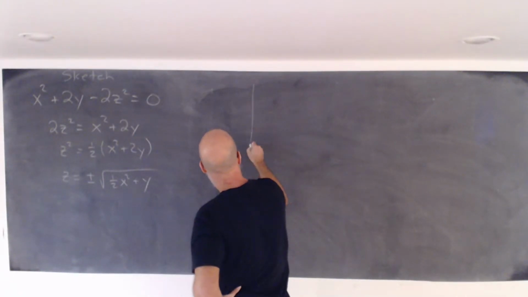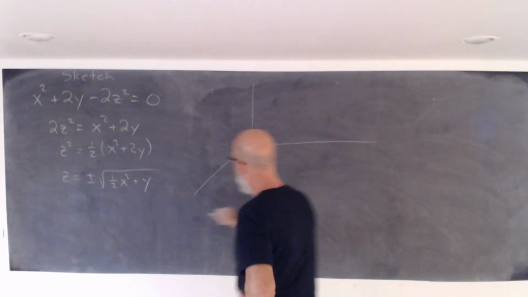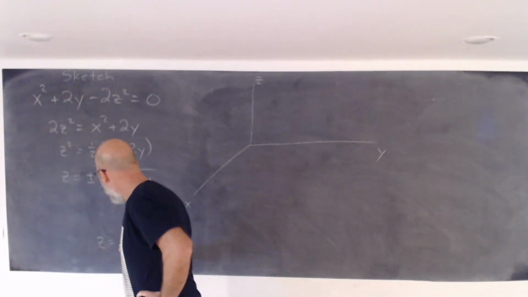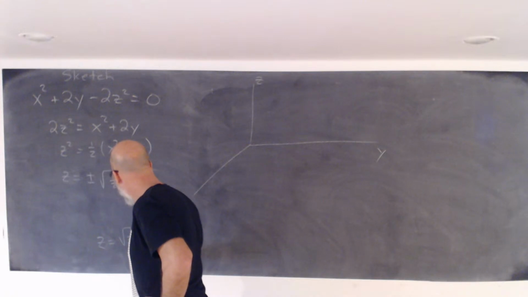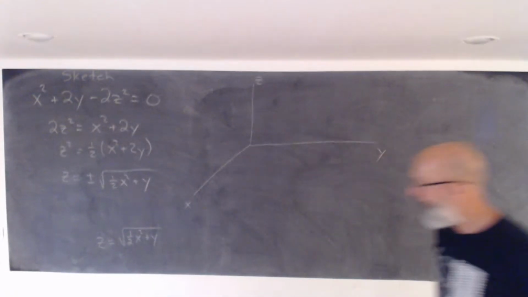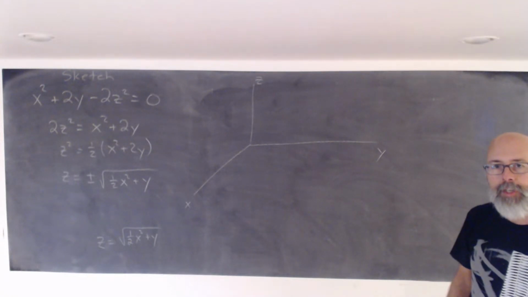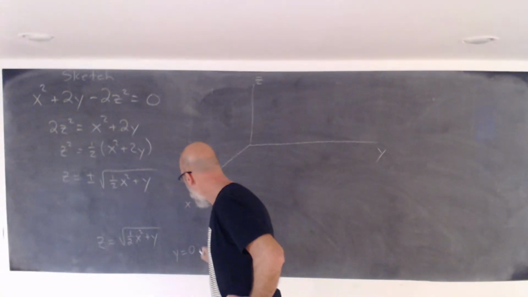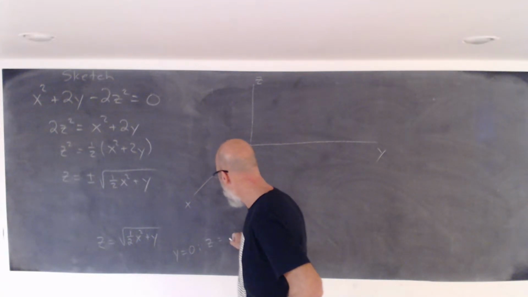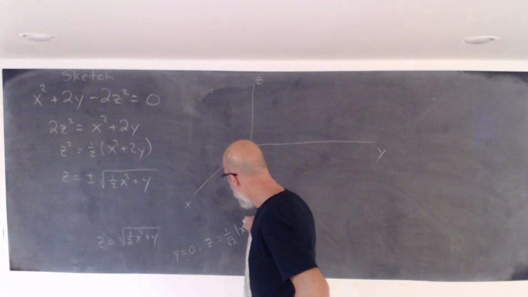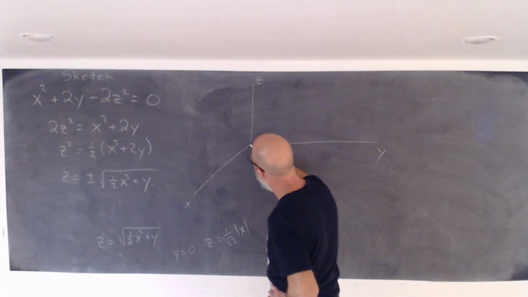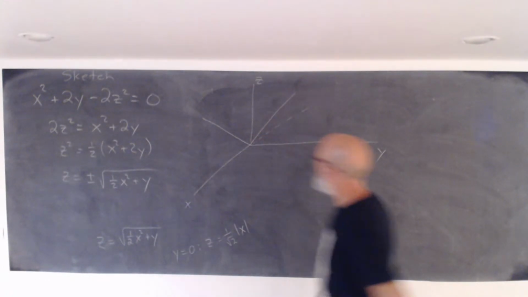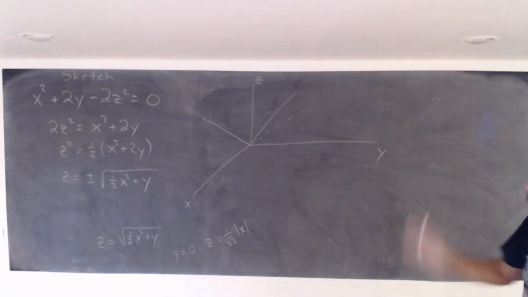Let's graph that. So let's look at just the positive part. And again, we're going to graph this in the xz plane. If y is 0, we get z is 1 over root 2 times the absolute value of x. So you know what that looks like. Just a straight line, those two, that V shape.